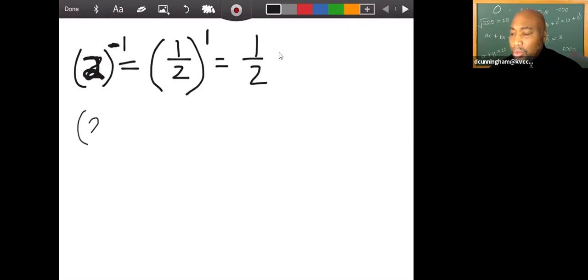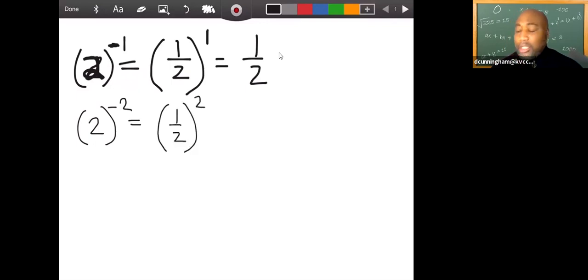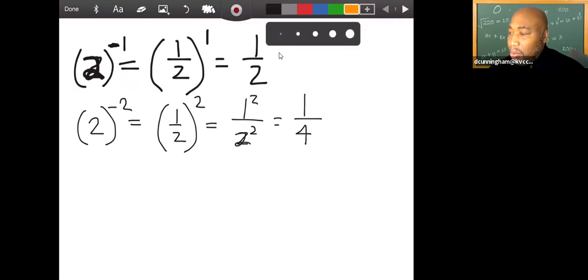Let's do 2 to the negative 2. What would be the answer to that? Again, what you want to do is get rid of that negativity of the power. How do you do that? You take the reciprocal of the base and leave everything else the same. So the reciprocal of 2 is 1/2, and that's how we got rid of the negative, and then we'll just keep the square there, the 2. And in this case, we distribute: 1 squared is 1, and 2 squared is 4, guys. So our answer here will be 1/4.